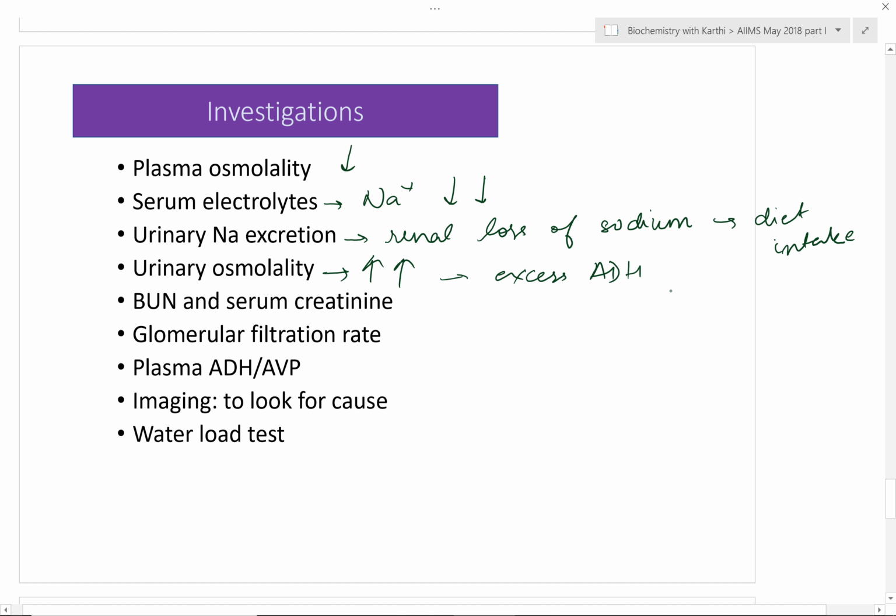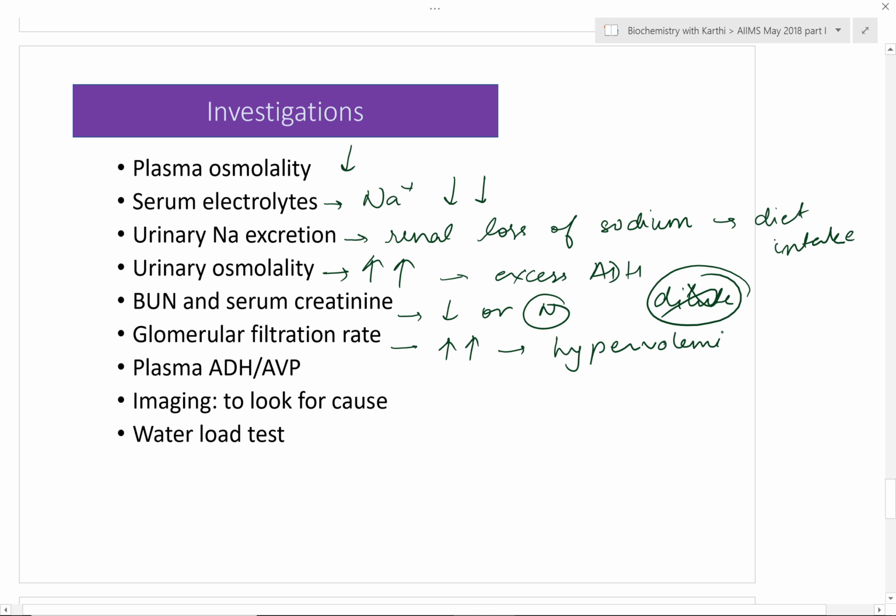The kidneys are not able to dilute the urine. Okay, so the urine osmolality will be increased. BUN and serum creatinine may be low or normal. Glomerular filtration rate is increased due to the hypervolemia initially. Okay.